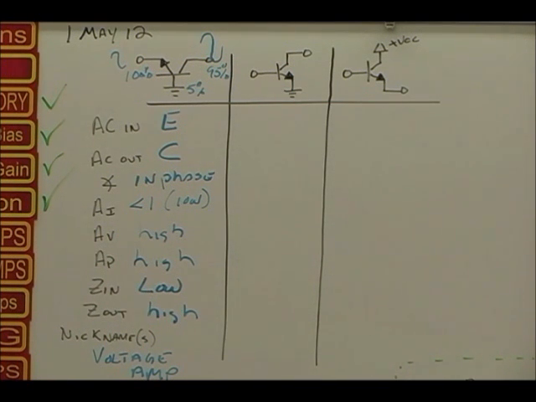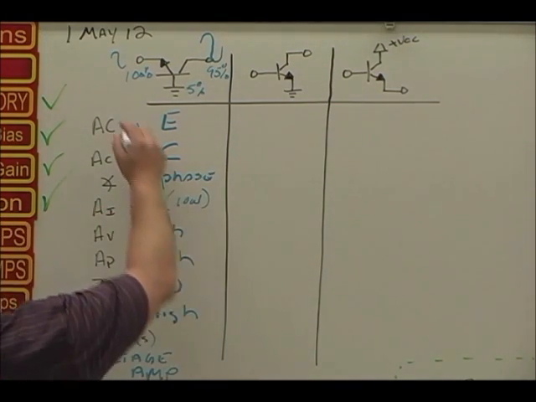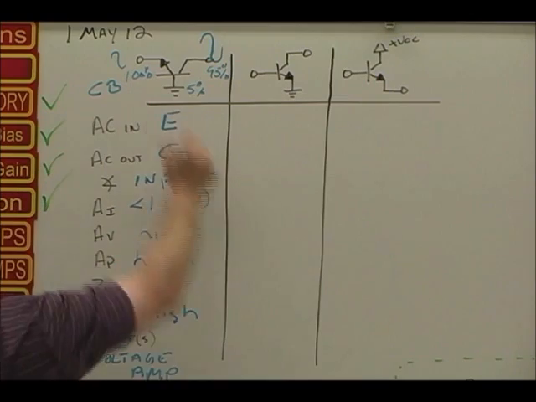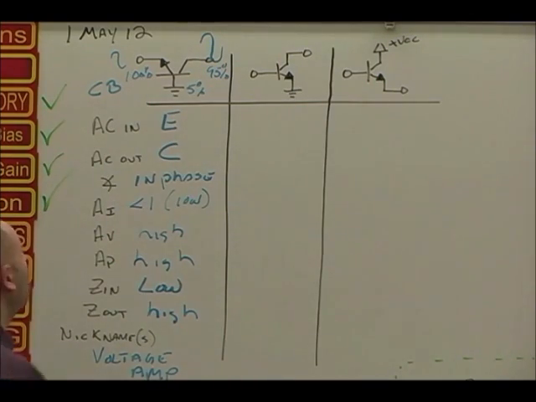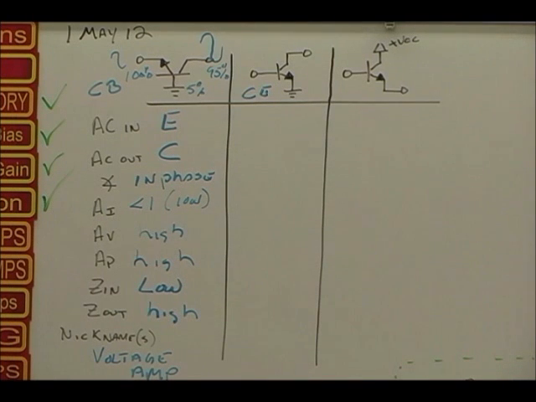What about the next one? We call this the common emitter. Something like this, CE, for common emitter. How do we know? How do we know it's a common emitter?